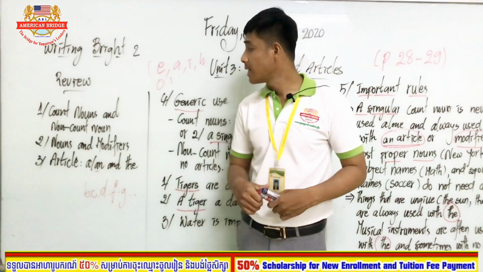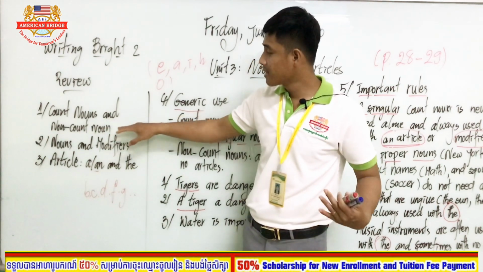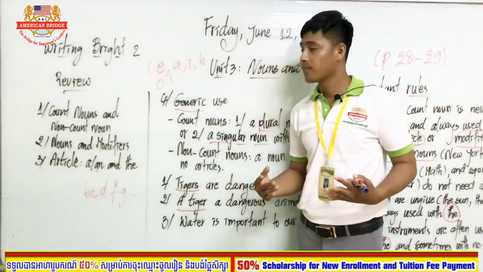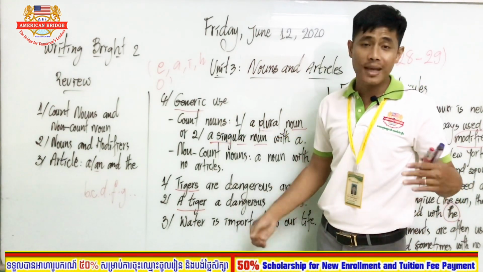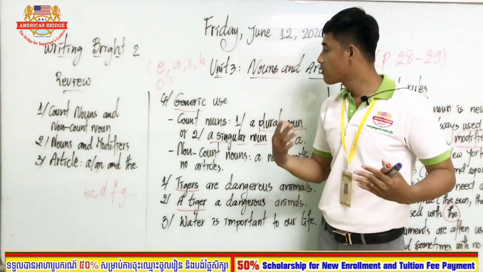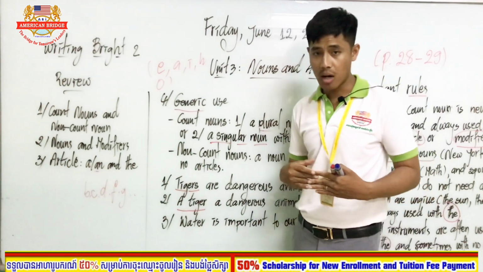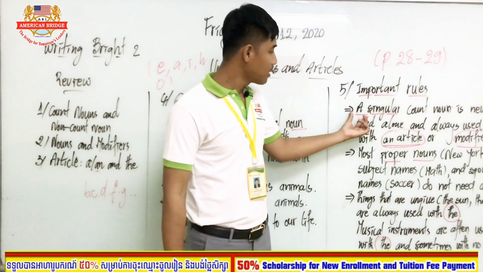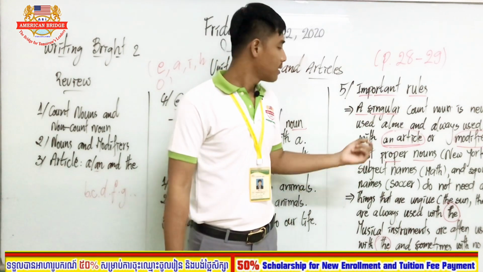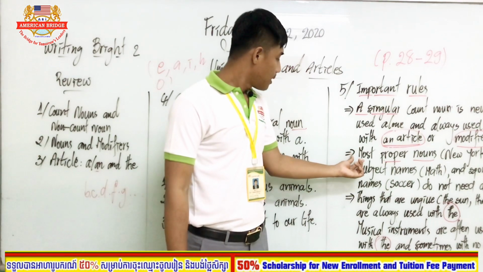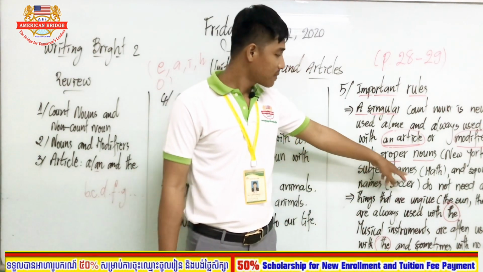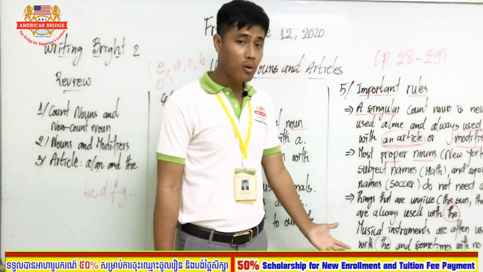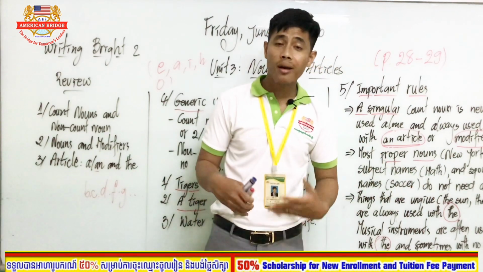So now let's review some of what we have learned today. Today we reviewed count nouns and non-count nouns, nouns and modifiers, and articles. So articles are a, an and the. Today we learned two points. Point number 4, generic use, meaning how to use articles with count nouns and non-count nouns, and number 5, the important rules of using articles. As you can see here, singular count nouns are never used alone. They are always followed by an article or modifiers. Most proper nouns like New York, names of subjects like math, physics or geography, and sports names like soccer, football, basketball, tennis, do not take an article.